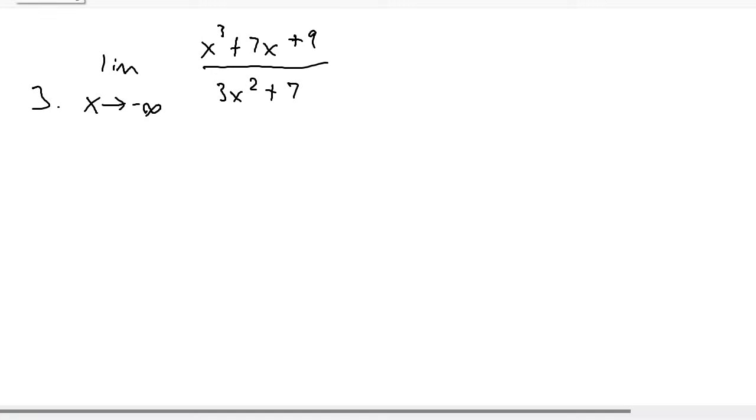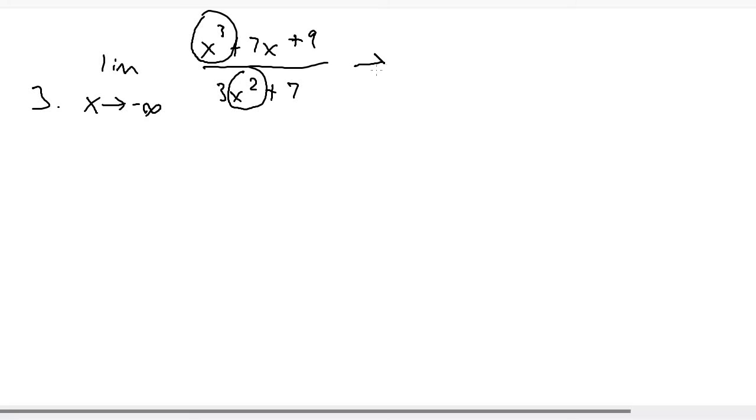So taking a look at number 3, now it's asking for the limit as x approaches negative infinity of x cubed plus 7x plus 9 over 3x squared plus 7. So once again, looking at the highest degrees on the numerator and denominator, we have an x cubed on top and x squared on bottom. So unlike the other two problems that we just did, this one's actually top heavy.